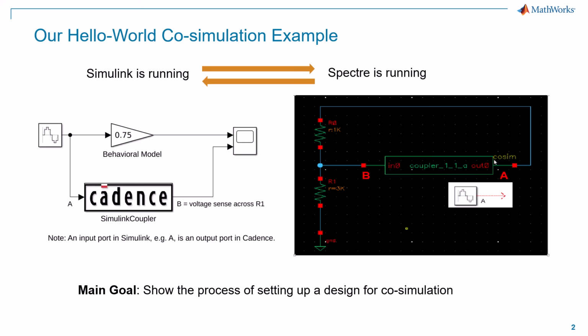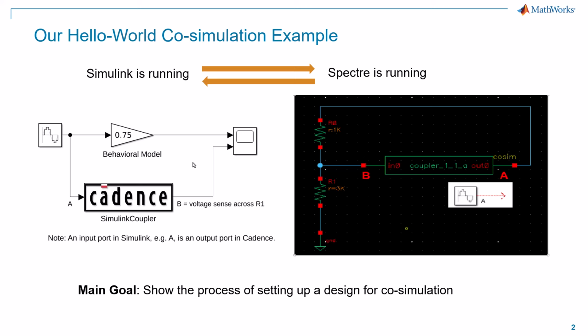So in any case, that ideal voltage source at A is applied with respect to ground, ground being down here in the lower left-hand corner. So we've got a voltage A applied across R0 and R1. In this case, it would be that sine wave voltage. And then we are going to measure the resulting voltage that develops across R1, which is a 3K resistor. That is a voltage measured at B with respect to ground. That sensed voltage then becomes an output voltage on the Simulink side. We're going to display that on the scope right next to the output of the behavioral 0.75 block.